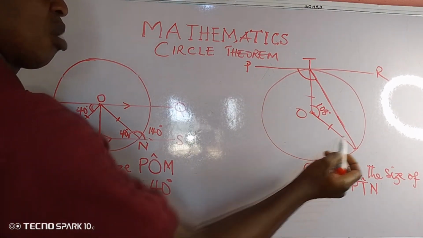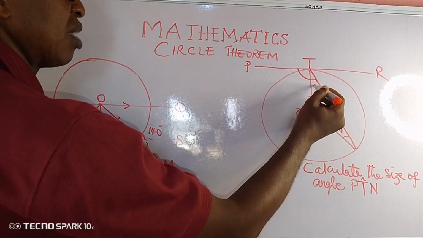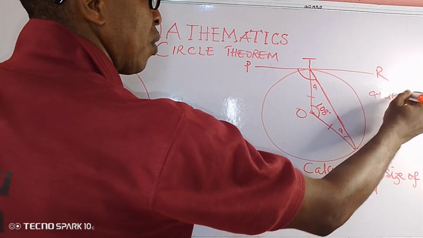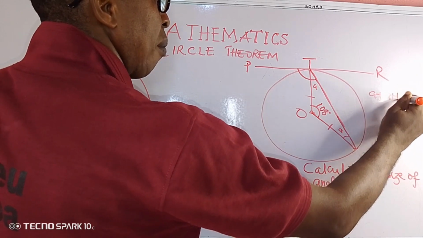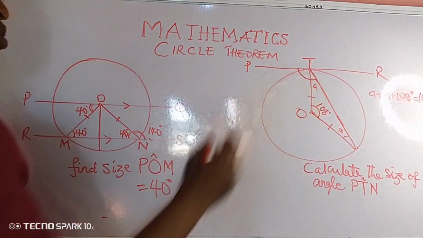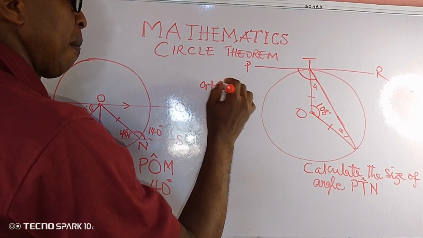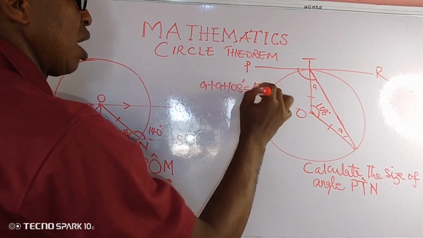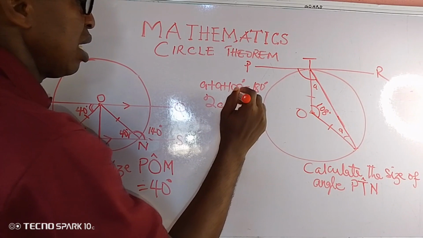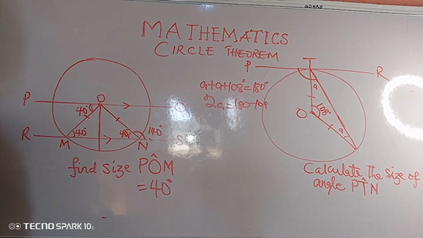Okay? And we know that the sum of angles in a triangle is equal to 180. So let us call this angle A, and let us call this angle A. So it means therefore that A plus A plus 108 degrees will give you 180. That is 2A is equal to 180 minus 108. Sorry, I'm encroaching into the diagram.